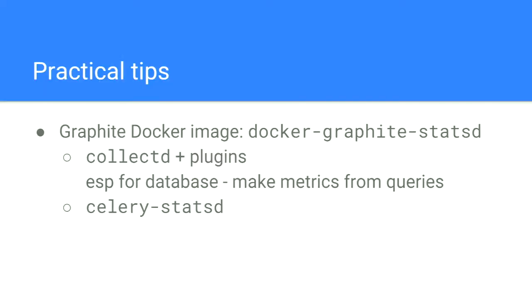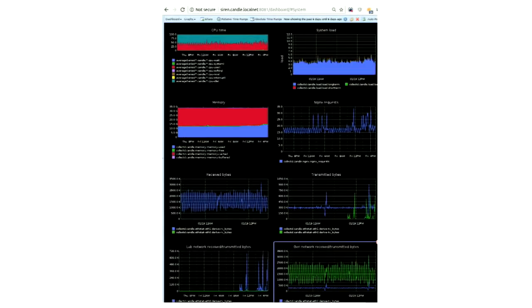And Celery StatsD is a Python library which will also get all the timing and success failure metrics from your Celery tasks. Here's an example of a dashboard which you can define in Graphite. This one's showing some system level metrics like CPU usage, system load, memory usage, network traffic, and number of web requests. But we still need to add those application metrics to find the source of our performance problems.